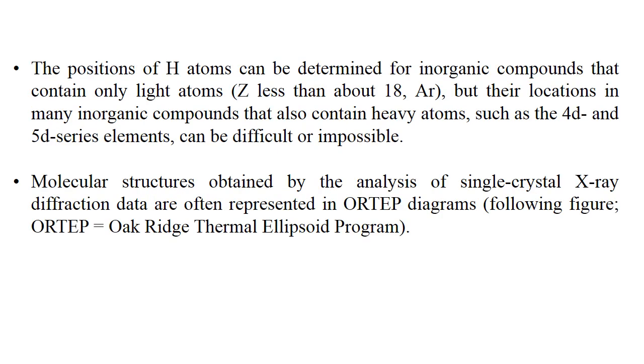The positions of H atoms, hydrogen atoms, can be determined for inorganic compounds that contain only light atoms whose atomic number is less than about 18, and the atomic number of argon is 18. You can say this is actually for the light atoms which are lighter than argon.